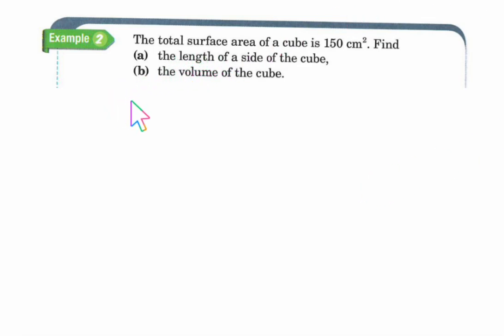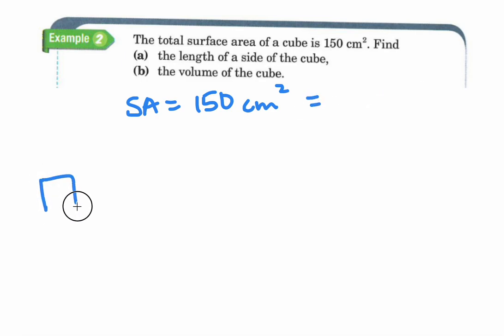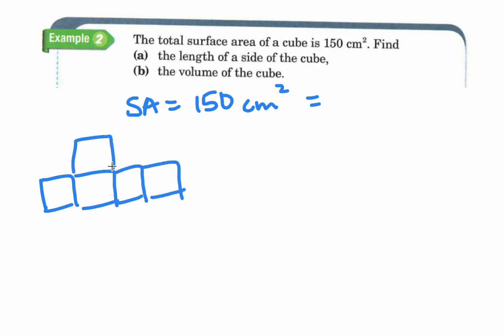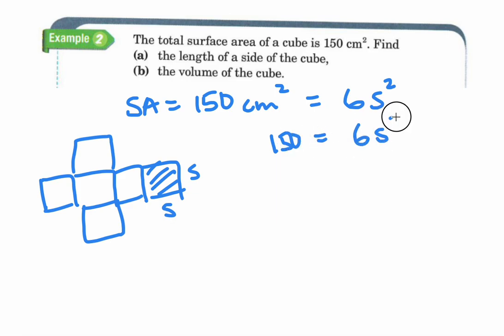Okay, so they said that the total surface area is equal to 150 centimeters squared. Surface area is when you open it up and you expose the net. So we're looking at all the shapes that it makes up. We know that there are 6 total squares, and each square has an area of s squared. So it's 6 times s squared. So they're telling us that answer is 150 centimeters squared.